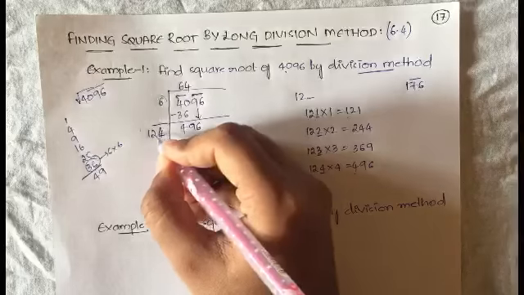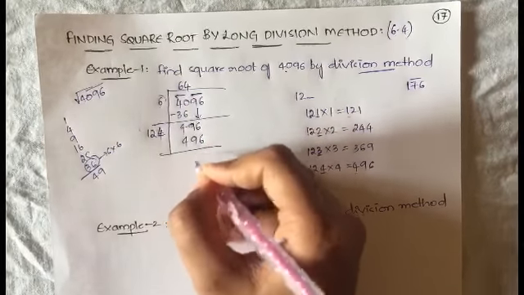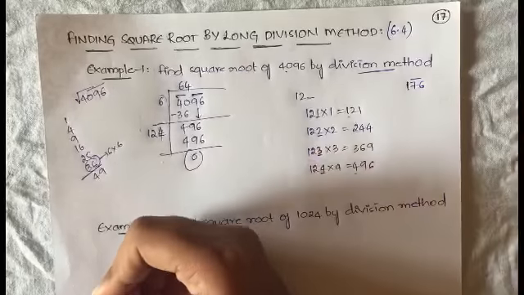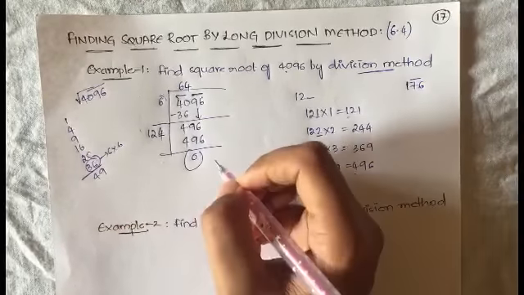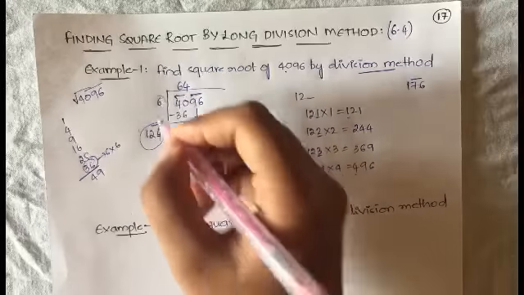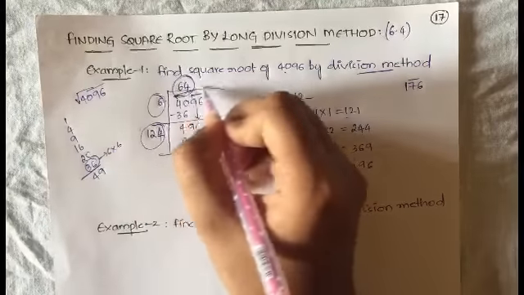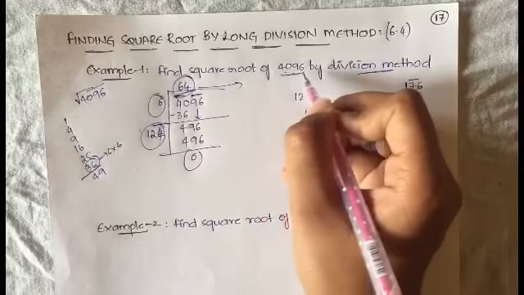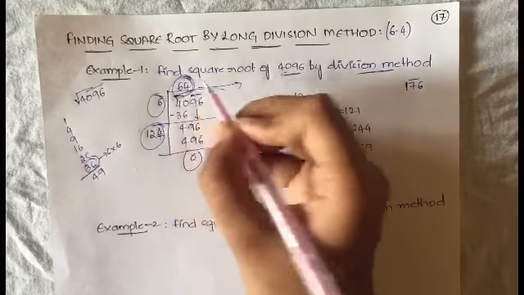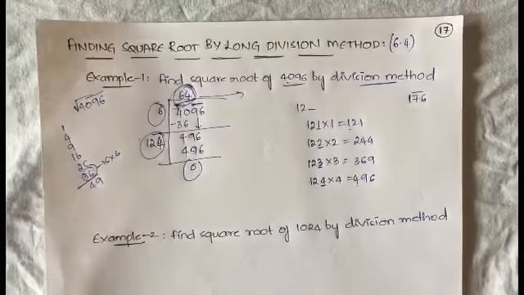Clear? So 124 into 4 will give you 496, and 496 minus 496 will give you remainder 0. So the division process is completed. But now what is the square root? Whether 124 is the square root, or 6 is the square root, or 64 is the square root. The number which you get here is the square root of the asked number. Okay. The quotient of this division is the square root of the number which is asked.